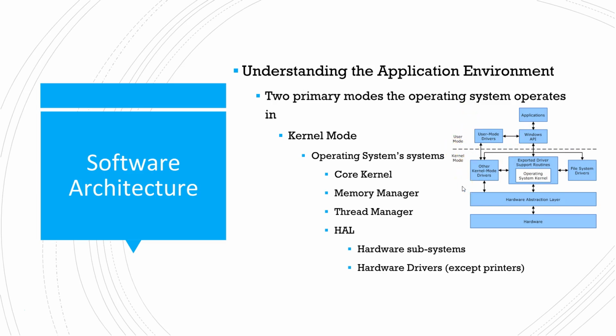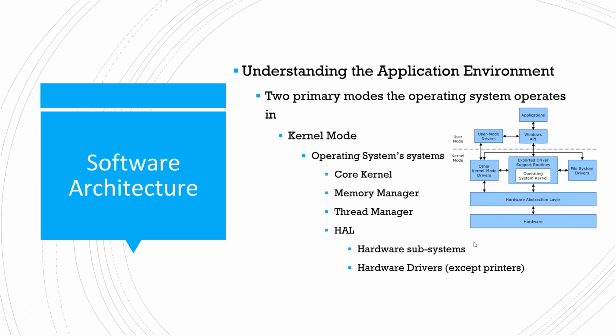The best way to understand Windows 10 software architecture is that there are two different modes. We have kernel mode, which we're going to talk about right now, and user mode. Kernel mode is where the core operating system's operations take place. So we have the memory manager, the thread manager, and the HAL, which we're going to talk about in hardware architecture, the hardware abstraction layer. This is the layer that provides the actual digital interface to the real hardware.